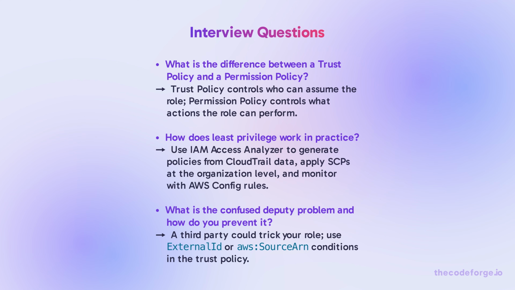What is the confused deputy problem, and how do you prevent it? A third party could trick your role. Use ExternalId or Amazon Web Services Source ARN conditions in the trust policy.